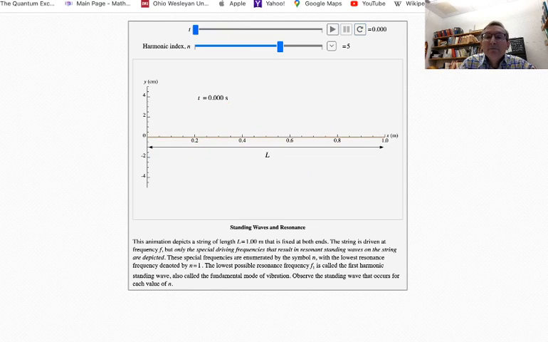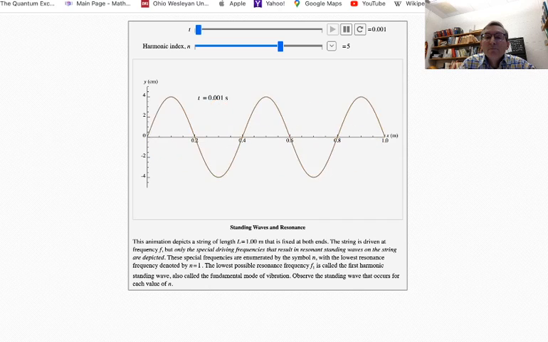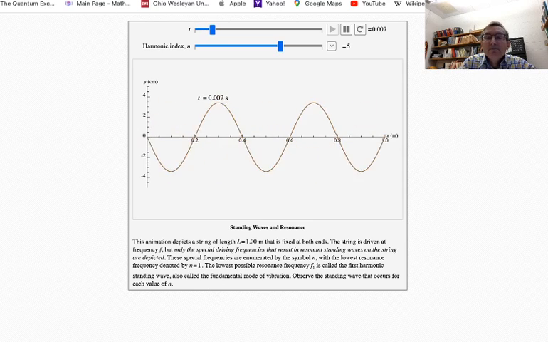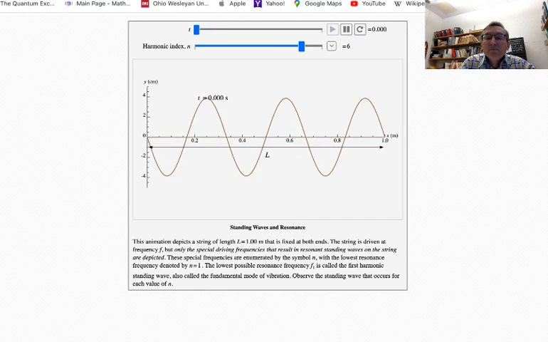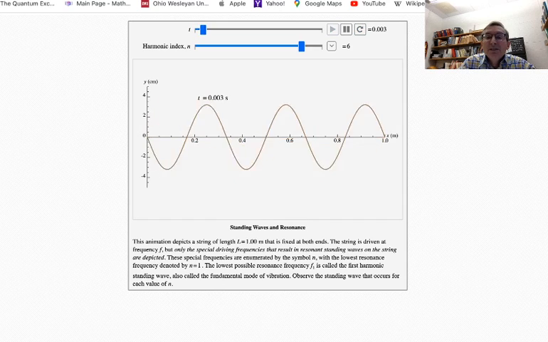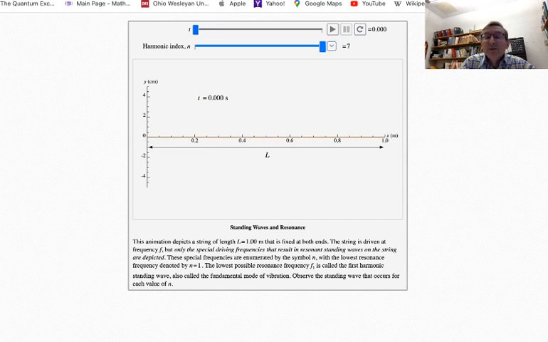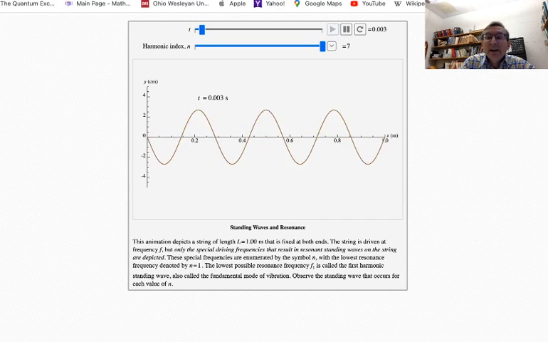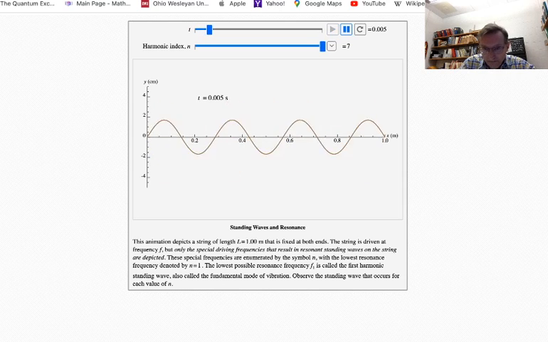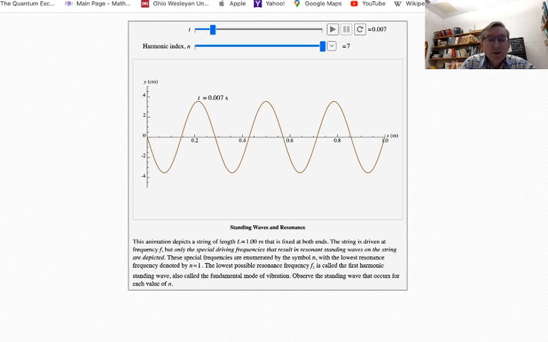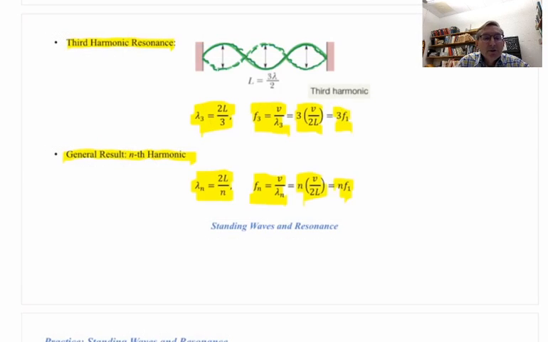N equals 5, F5. 4 nodes in the middle region, 5 antinodes. N equals 6, F6. 5 nodes, 6 antinodes, and very rapid oscillation. And finally, we can get up to 7. There would be more in principle, but we can only see 7 on this animation. 6 nodes, 7 antinodes, very rapid oscillation. Okay, so those are standing waves on a stretched string.